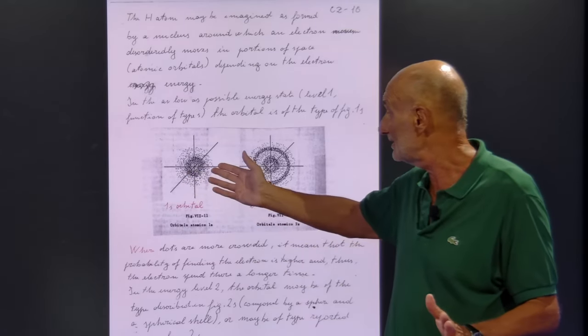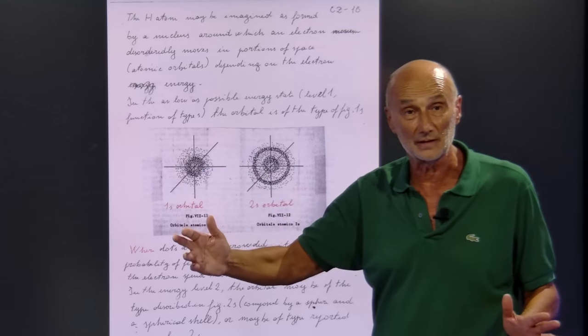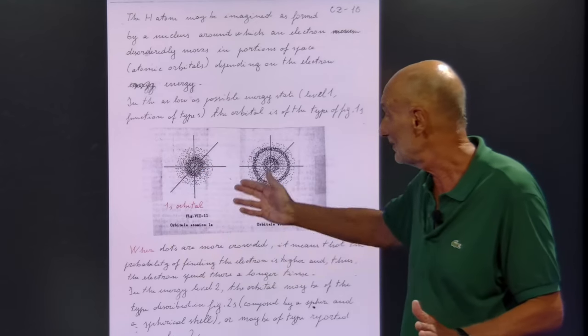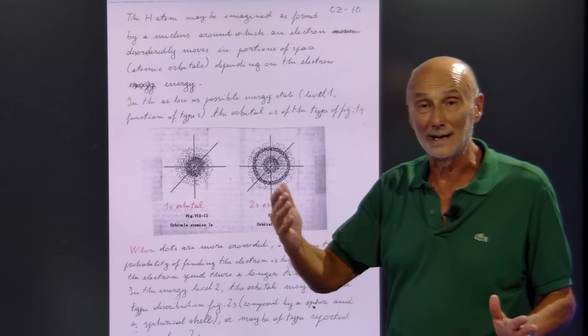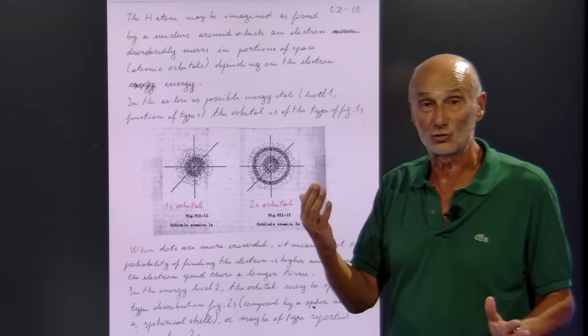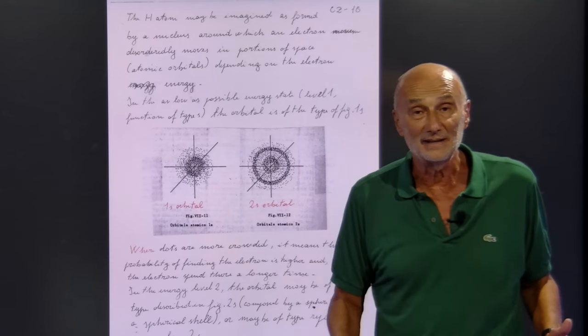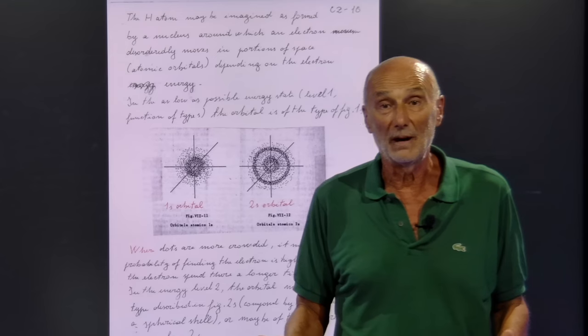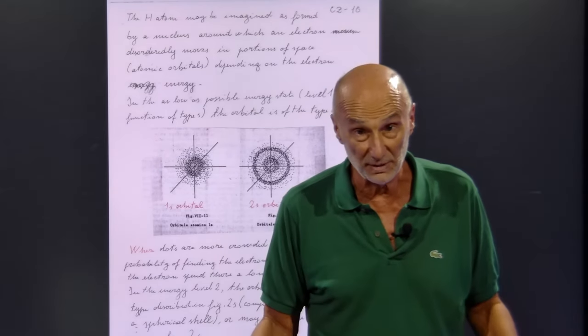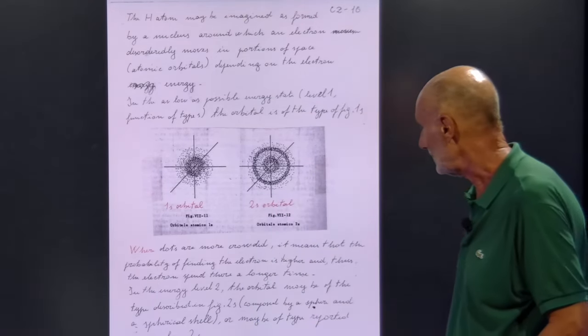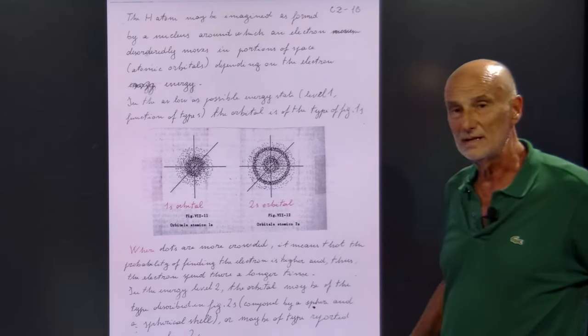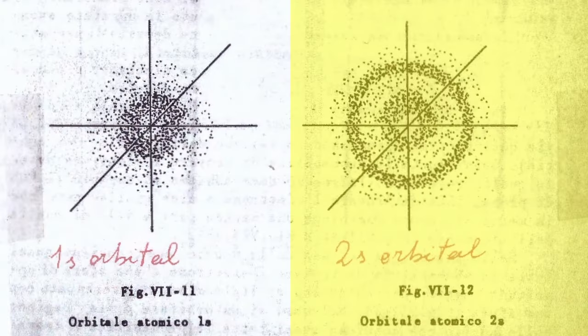Namely, in a very small sphere of something like 1 times 10 to the minus 10 meters, we have a probability of finding the electron of about 97-98%. Then, this other drawing represents the function 2s.